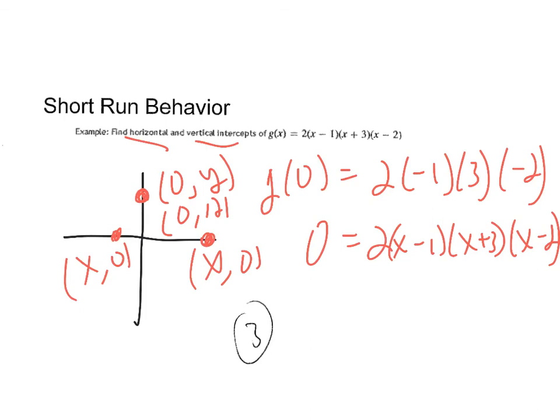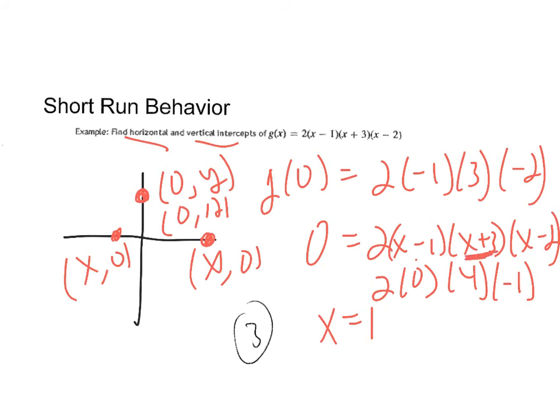But I know if x equals negative 1, doesn't this become 0? I mean, if x equals positive 1, that's 0, that's 4. That's negative 1, but because this one is 0, the whole thing is 0. So when x equals 1, that makes it 0. So that's an x-intercept. That's the x value of a horizontal intercept.